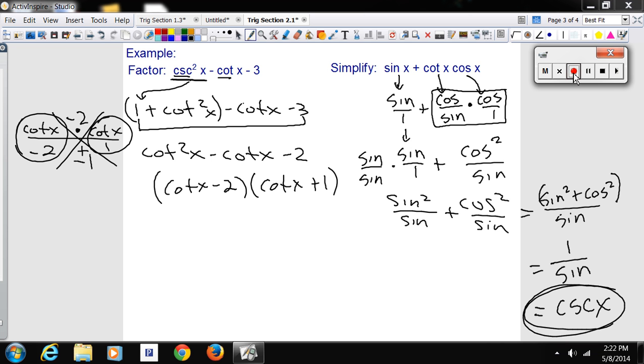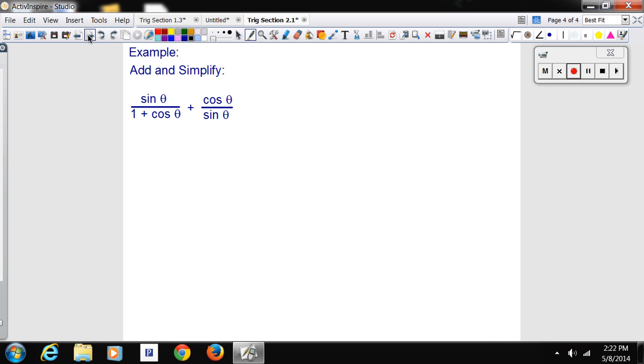All right, moving on. Last one here. It just says add and simplify, so we want to put them together. In order to put them together, you've got to have a common denominator. So what can I multiply this first fraction by? Sine over sine. That's equal to 1, and it's keeping the value the same. So I'm going to end up with a sine squared over my denominator, which would be sine times 1 plus cosine. That would be my denominator.